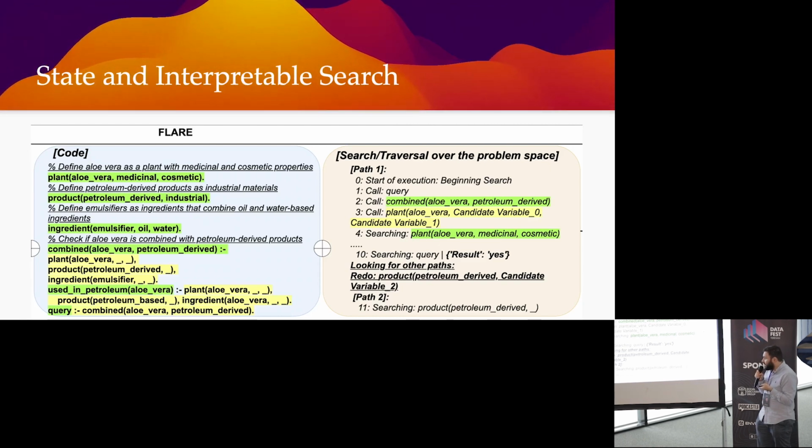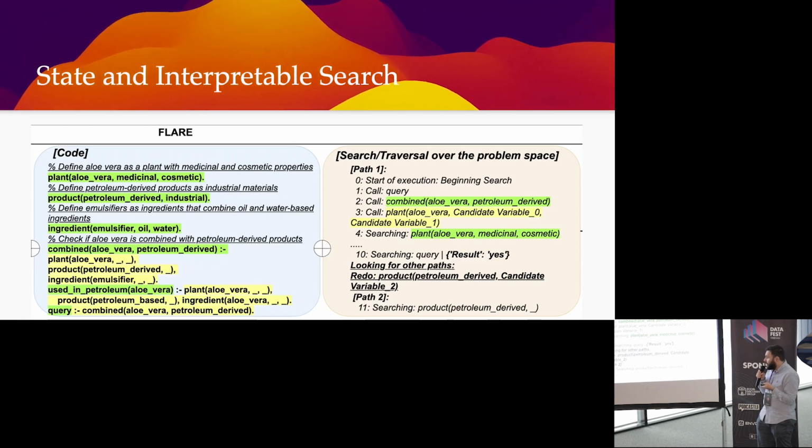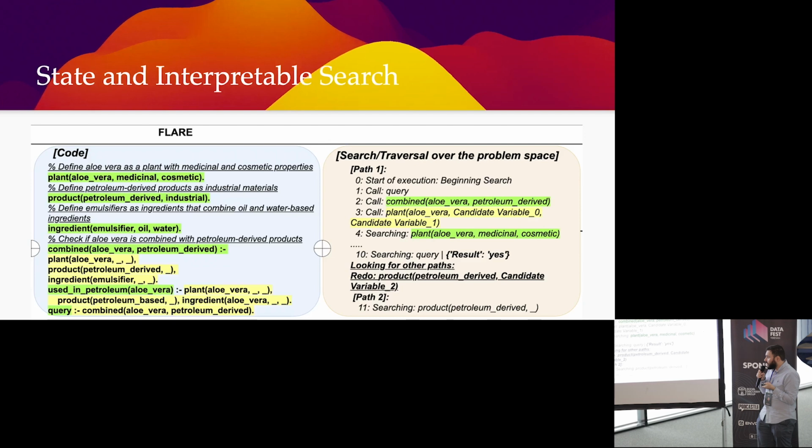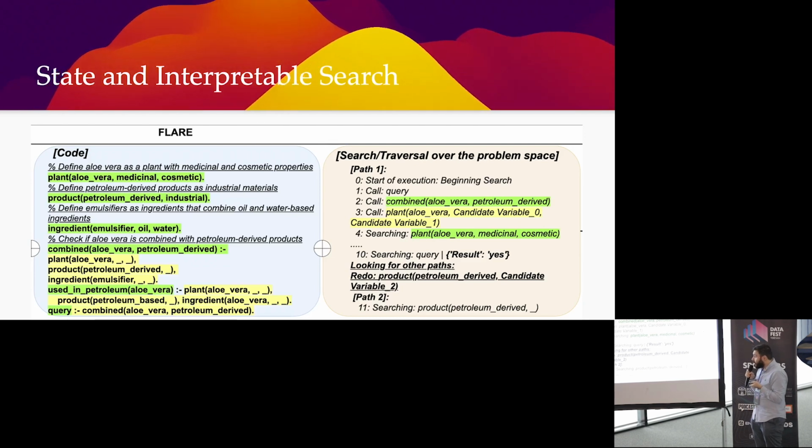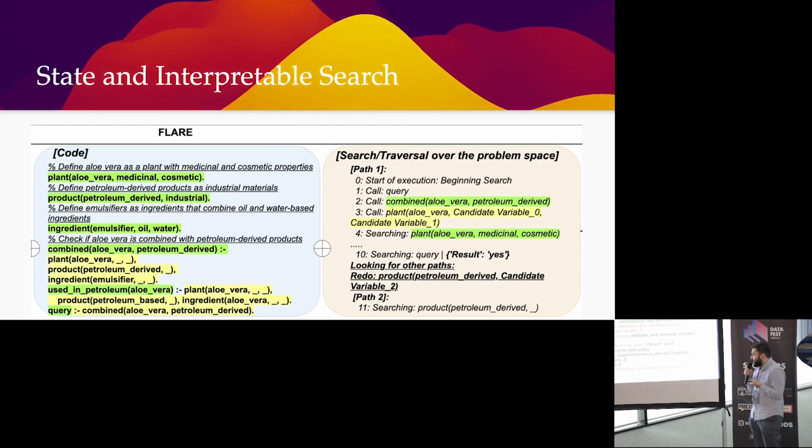So this last line here says, in order to answer the query, we have to use the function combine. The function combine says we have to check if aloe vera is a plant, we have to check if it's a petroleum derived product, and then we have to check if it uses emulsifier or not. For all intents and purposes, this code must not be runnable. In this example it is runnable, but it can be completely obscure.